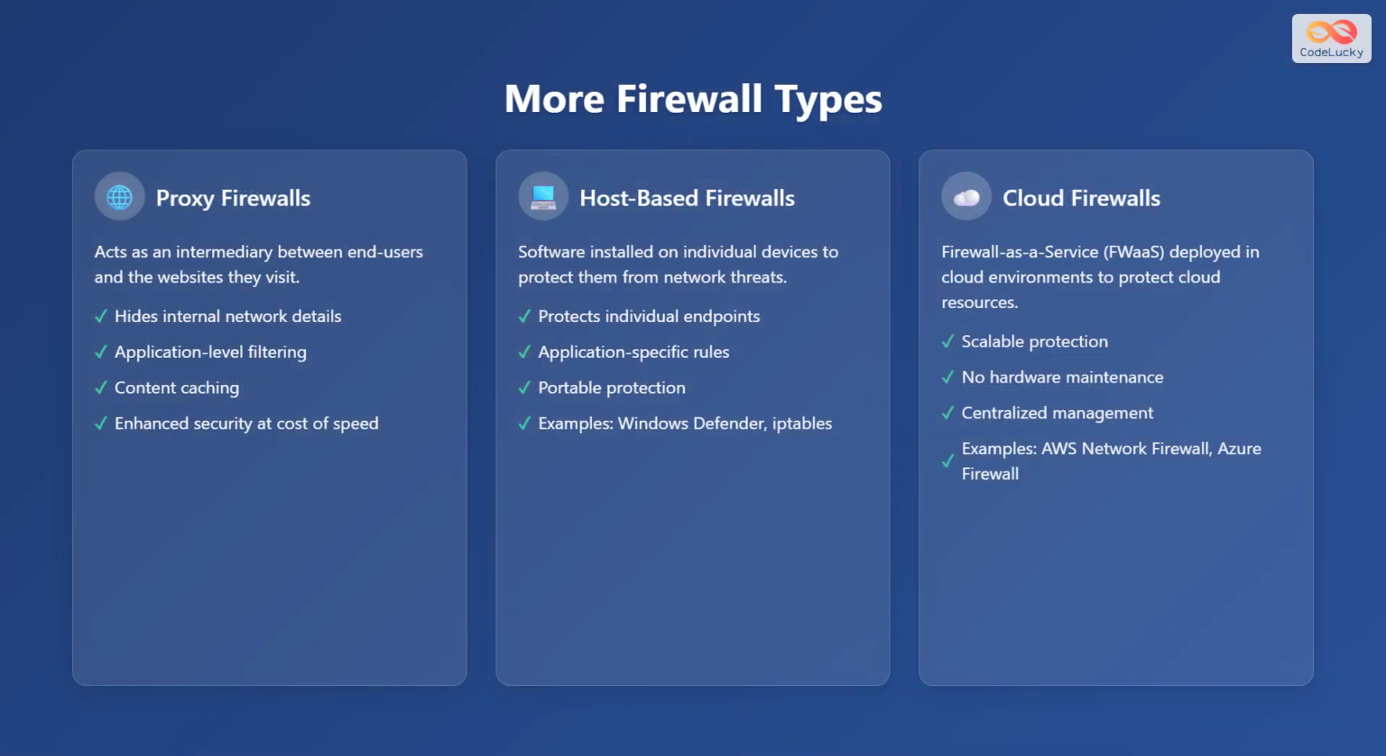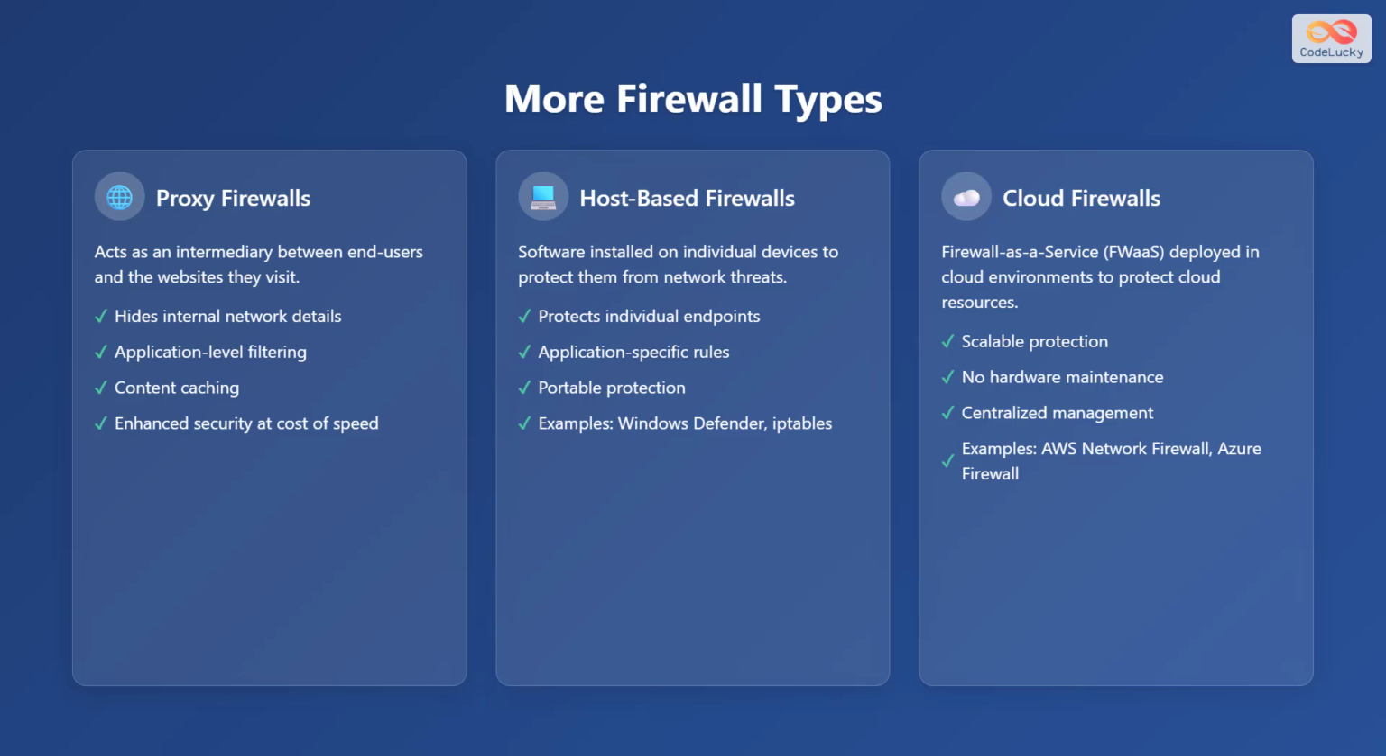Let's explore more types of firewalls. We have proxy firewalls, which act as an intermediary between end users and the websites they visit. This helps hide internal network details, provides application-level filtering, offers content caching, and enhances security. However, this comes at the cost of speed. We have host-based firewalls, which are software programs installed on individual devices to protect them from network threats. This protects individual endpoints, provides application-specific rules and portable protection. Examples include Windows Defender and IP tables.